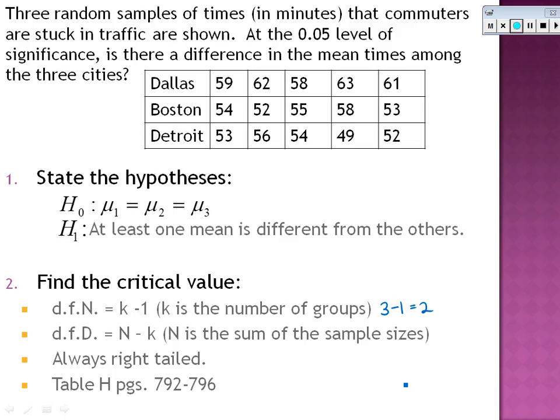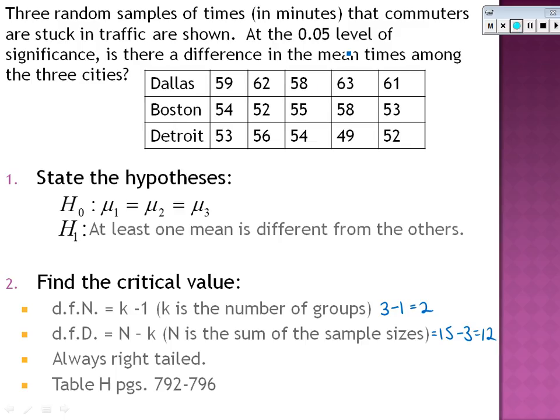The degrees of freedom then for the denominator, we have our capital N, which is the sum of the sample sizes. Be very careful, you're not adding up the samples themselves, you're just totaling up how many samples, how many people were sampled. So we have a total of 15 data values. The sample size for each city was 5. So our total is 15 minus the number of groups, which is 3. So degrees of freedom for the denominator will be 12.